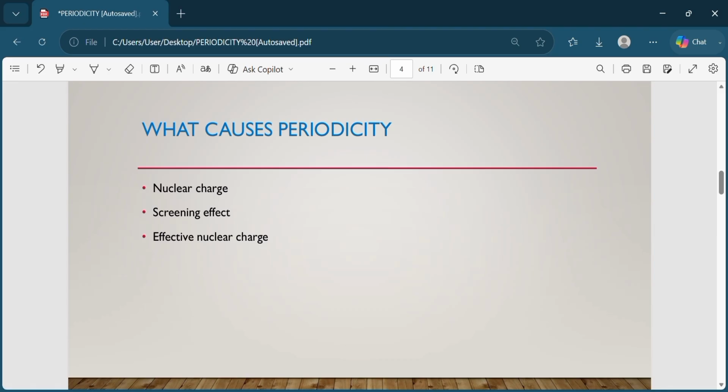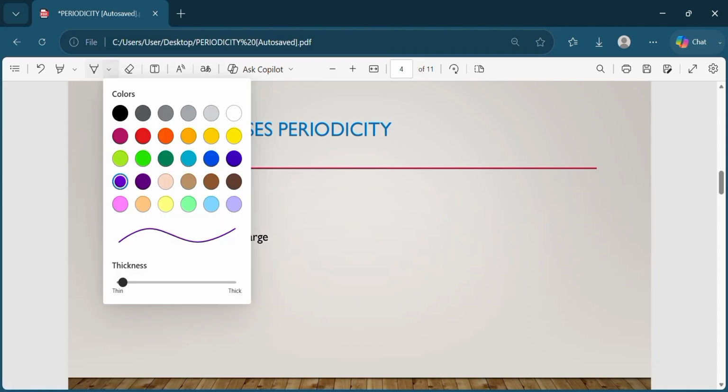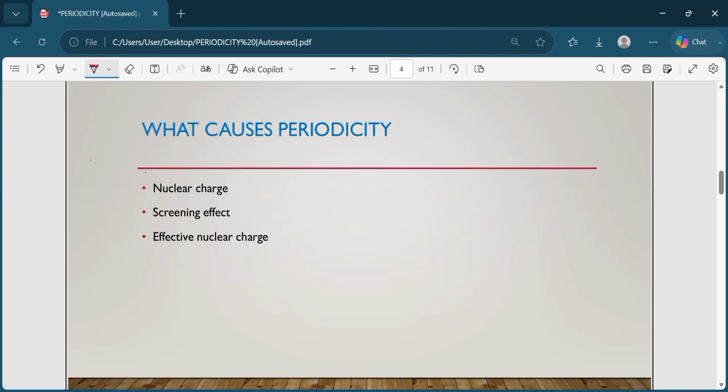All right. So there are basically three properties that actually affect periodicity. You can say cause periodicity to occur. The very first one of all of them is what we call the nuclear charge. It is very simple and very easy to understand. Nuclear charge itself is just the total number of positive charges in the nucleus of an atom. Or you can say it's just an equivalent of the protons.